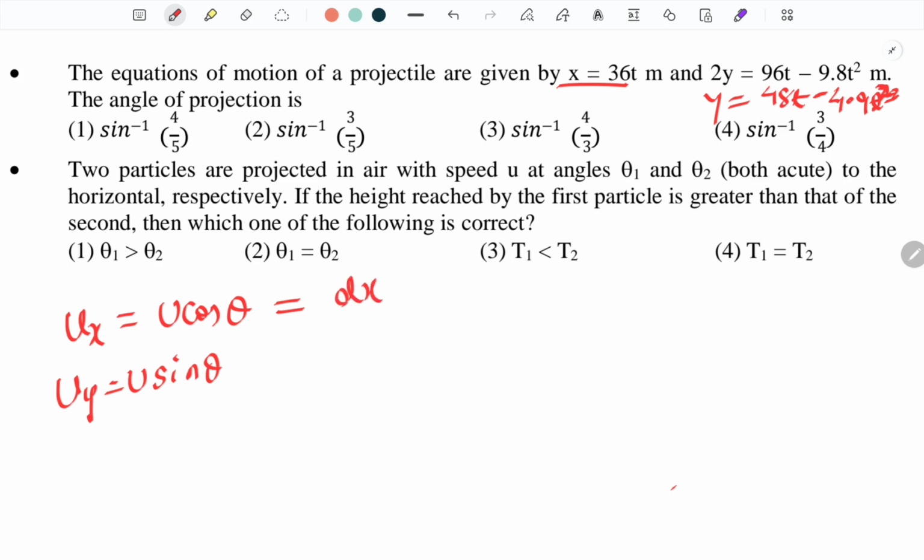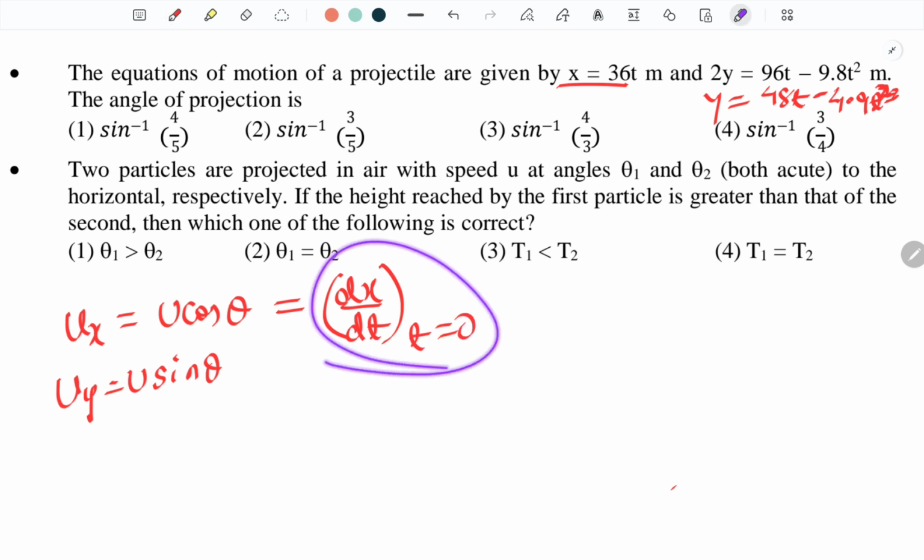This can be written as dx by dt at time t equals 0. Let me explain a little what this equation means. What is dx by dt? Differentiate x with respect to time. This is the equation of x, the displacement equation. If we differentiate with respect to time, we will get the velocity in x. And if I substitute t equals 0, I will get the initial velocity. So when I differentiate x I get velocity in the x direction. When I put t equals 0, I get initial velocity in the x direction, which is nothing but ux. Okay, so this is the logic behind.